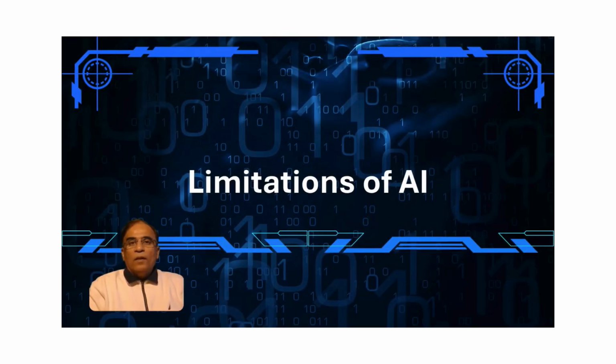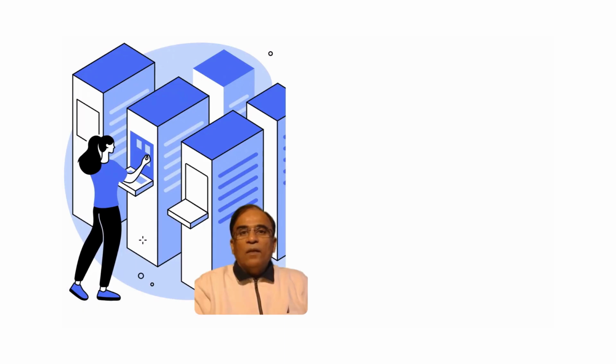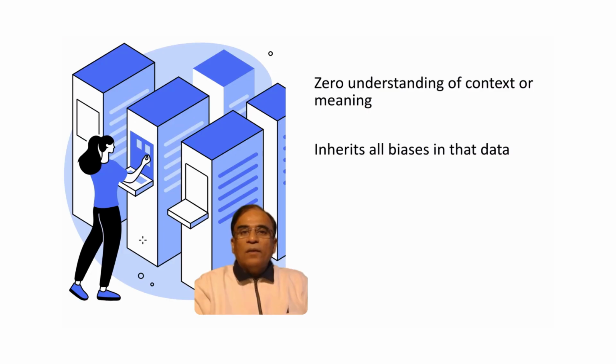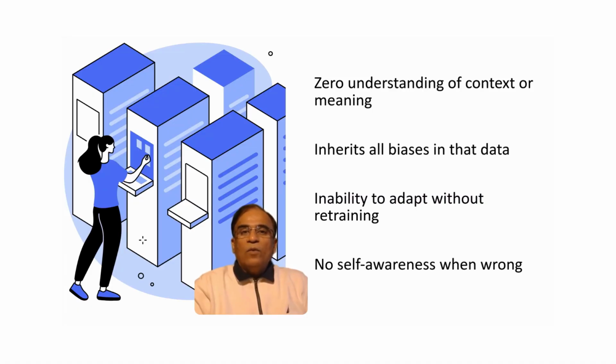Limitations of AI. Let us understand the hard truth. AI, no matter how advanced, has zero understanding of context and meaning. It learns from data and inherits all the biases in that data. It has an inability to adapt without retraining. It can't adapt to unexpected scenarios without retraining. AI does not know when it is wrong, which makes it risky in critical areas, for example, healthcare and finance.